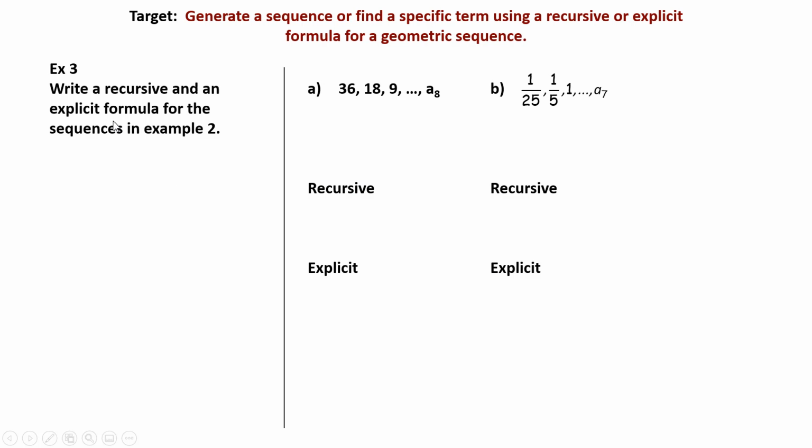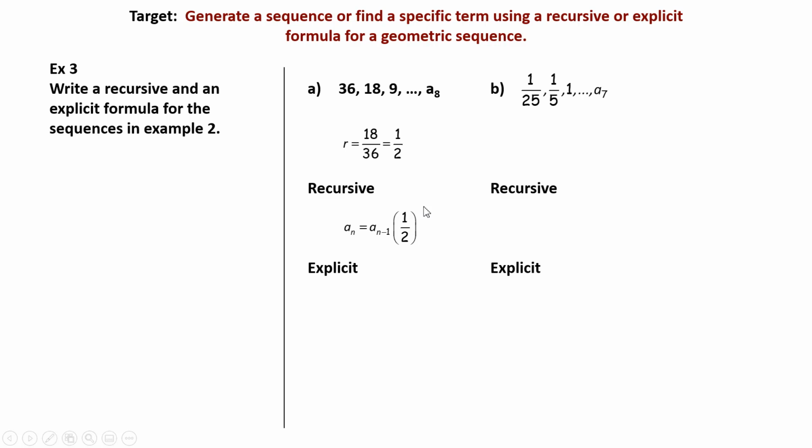All right, number 3, write a recursive and explicit formula for the sequences in example 2. All right, so here we go. Recursive and explicit. Again, I need to know the r values. We did that. Second term divided by the first term was 1/2. A recursive formula uses this guy. a sub n equals a sub n minus 1. You'll notice I didn't plug anything in for these guys here because it just wants the formula times 1/2, and that's it for the recursive.